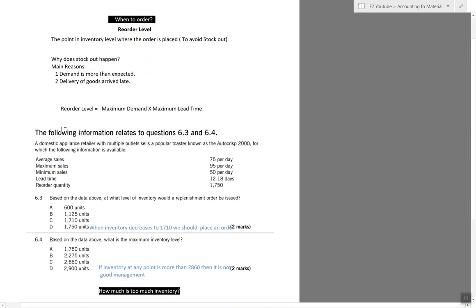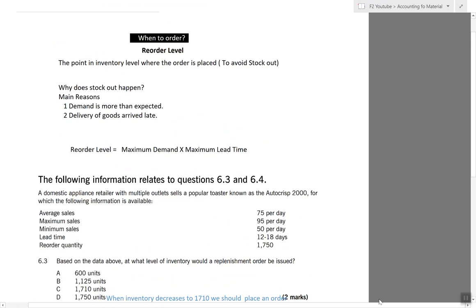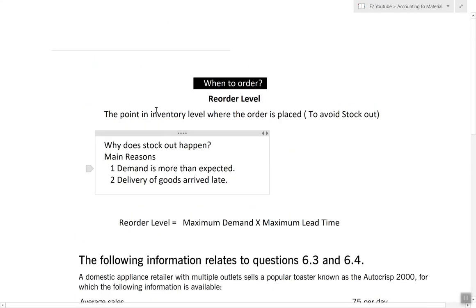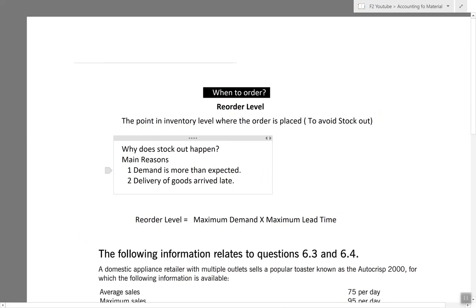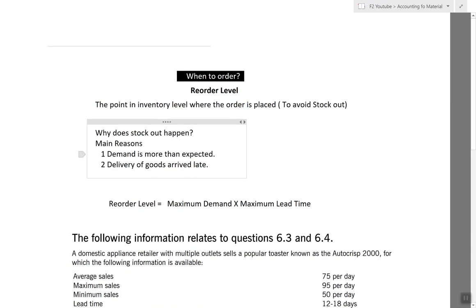Okay, this was answering the question, how much to order at a time. That is economic order quantity. So we saw that we should always go with economic order quantity, but if there is any change in purchase price or any other cost because of quantity, then we have to compare. Next is when to order. That is reorder level.